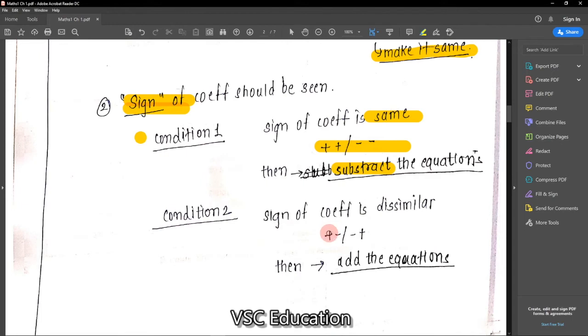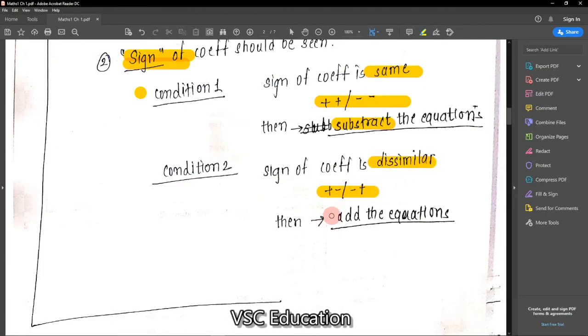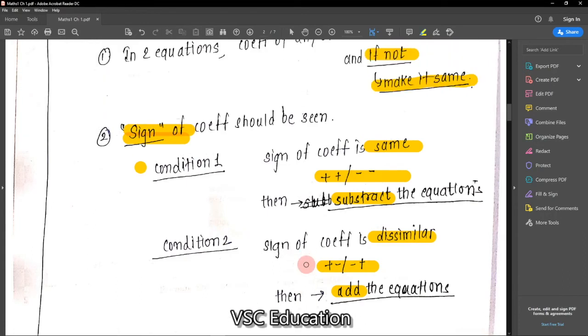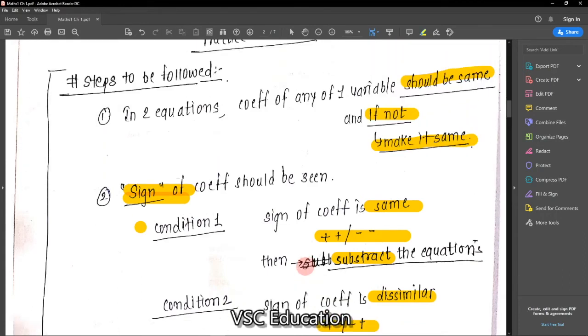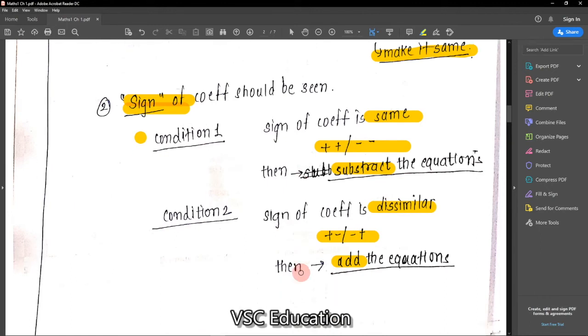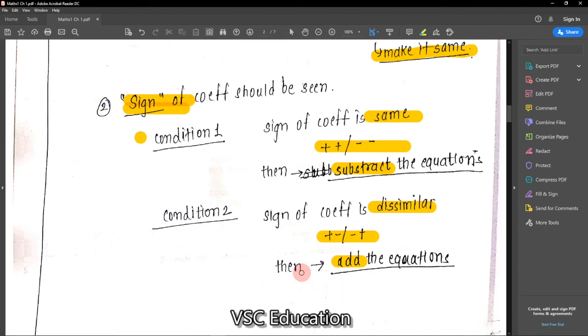Then the second condition: if the signs of the coefficients are dissimilar, that is plus minus or minus plus, then what do we do? Always we do addition, that is, we add both the equations. These are the steps we remember when we solve the equations, right? Now you revise it twice and thrice and keep it in your mind when you solve the equations.